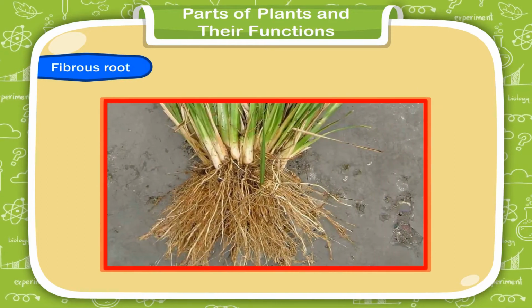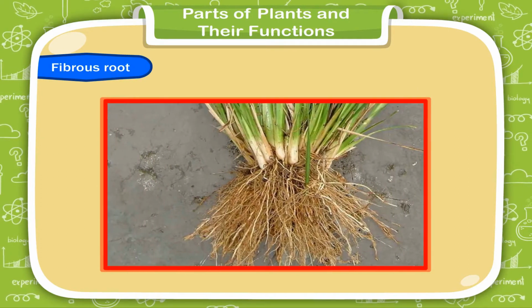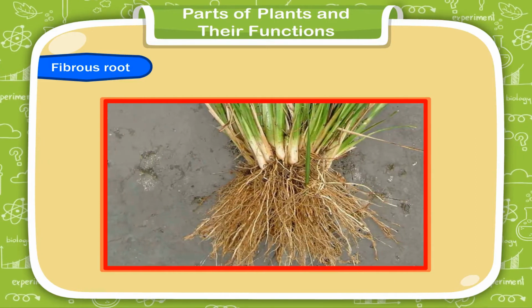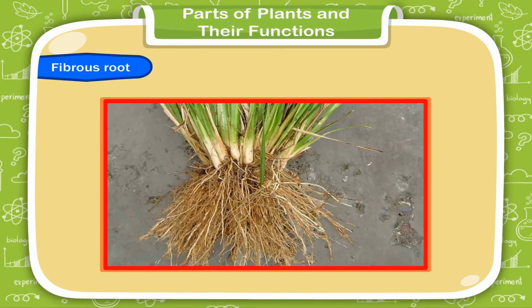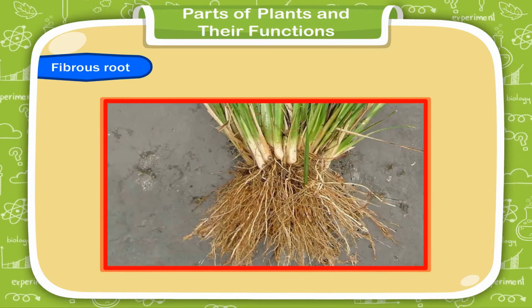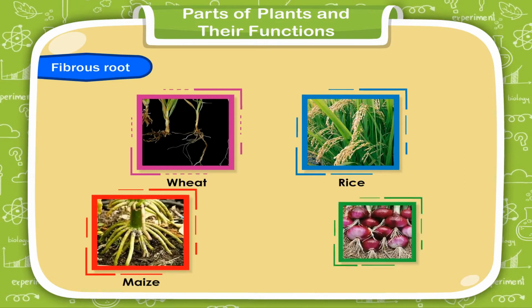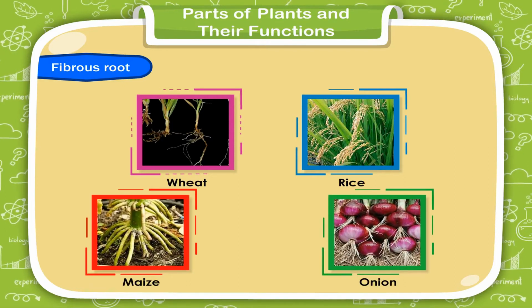Fibrous root. This type of root has no main root. Many tiny, thin roots grow like a bunch below the stem. The roots of the plant spread out in the soil. Plants like wheat, rice, maize and onion have fibrous root.